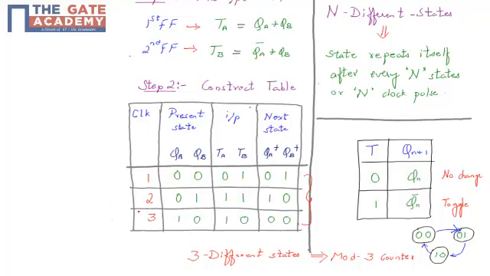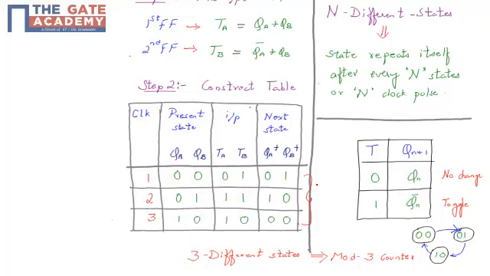In the second step we would construct a table to find our output. The first column would be the clock pulse, the second the present state, then the inputs, and then the next state. Since we are given a T flip-flop, we must know the truth table of the T flip-flop. T is my input, Qn plus 1 is my next state output, and Qn is my present state output. If T is equal to 0, my next output would be the same as my previous output, that is, no change. However, if T is equal to 1, then my output toggles. So if initially it was Qn, now it would be Qn bar.